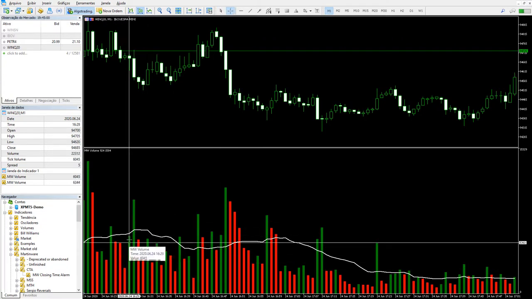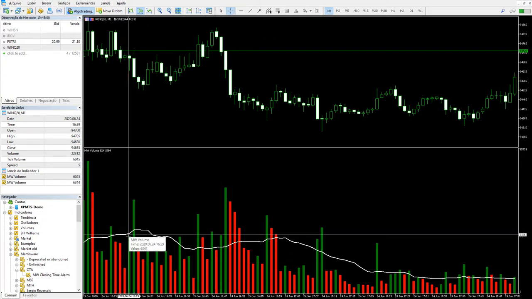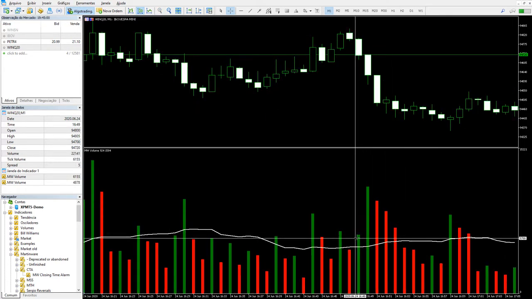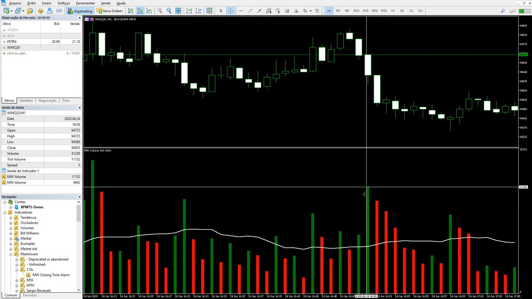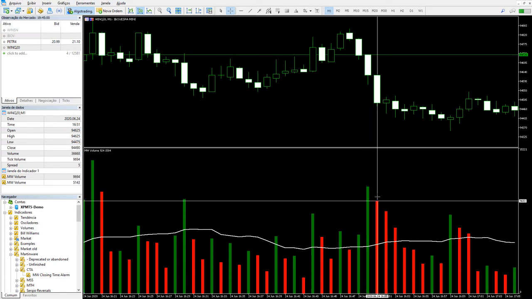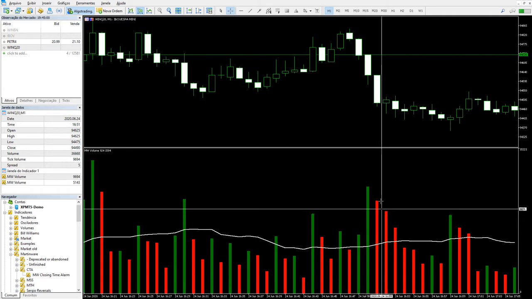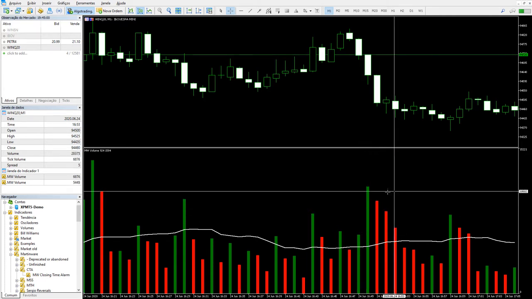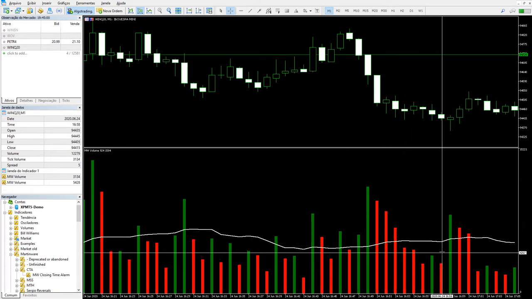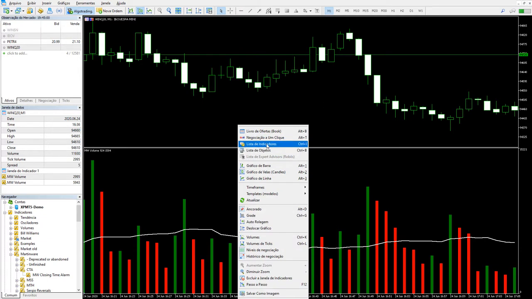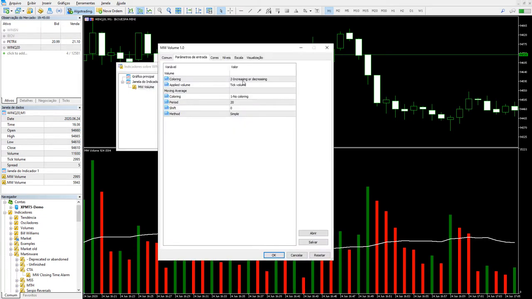What happens? Well, when the volume of the current period is bigger than the previous one, it will use the first color. When the volume is inferior to the previous one, it will use the second, the negative color. So, pretty basic. When it's going down, second color. When it goes up, first color. This, think about the volume.